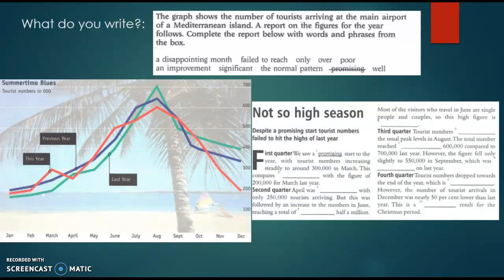Third quarter. Tourist numbers failed to reach the usual peak levels in August. The total number reached only 600,000 compared to 700,000 last year. However, the figure fell only slightly to 550,000 in September, which was an improvement on last year. Fourth quarter. Tourist numbers dropped towards the end of the year, which is a normal pattern. However, the number of tourist arrivals in December was nearly 50% lower than last year. This is a poor result for the Christmas period.